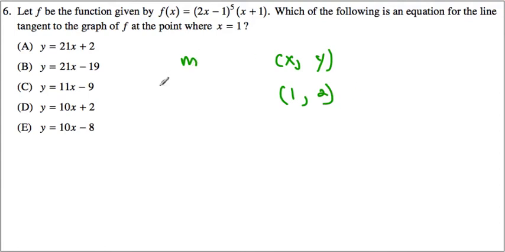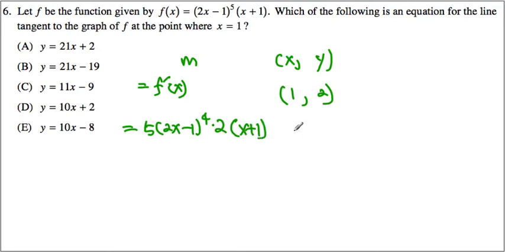Now, how about this m, which is the derivative? What is the derivative of this? Once you put down the values, for f prime of x we have to use the product rule here. So first I'm going to take the derivative of the left side, which is 5 times 2x minus 1 to the 4th power times 2, the derivative of the inside, times x plus 1.